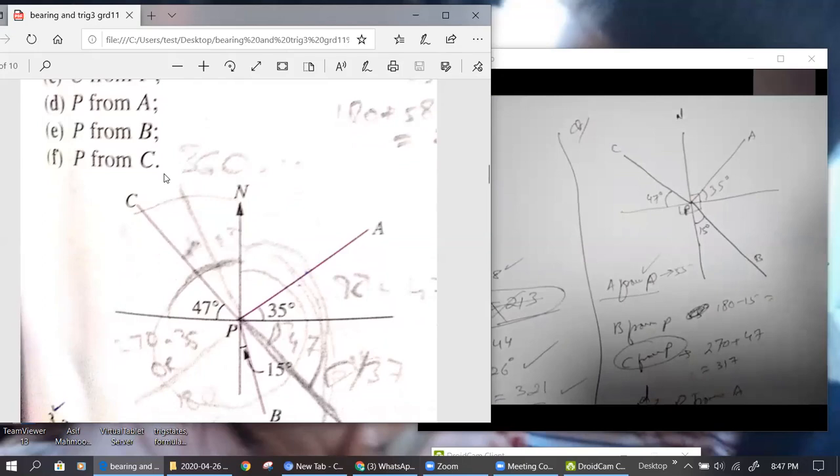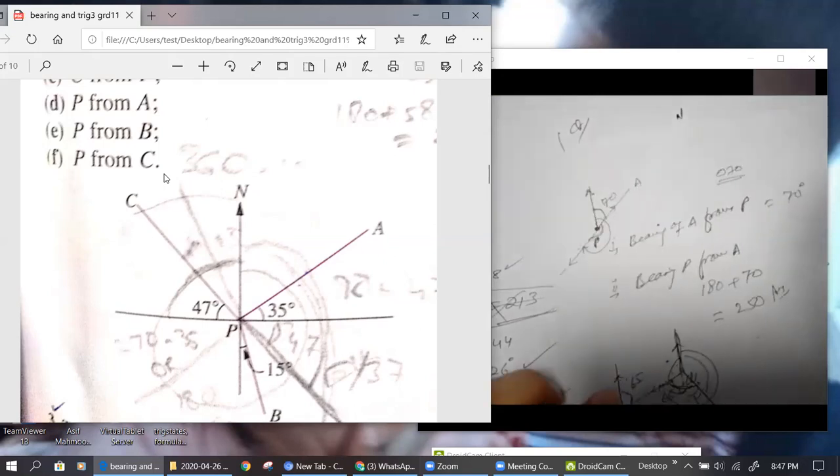So that's 35 plus 75. P from A. In the beginning, what did I tell you? If the letters are reversed, what do you do? In the first concept I told you, when the letters are reversed, what do you add?